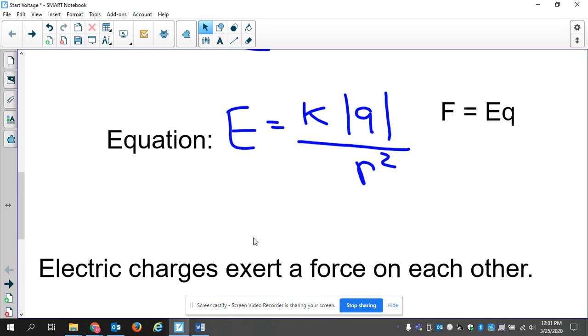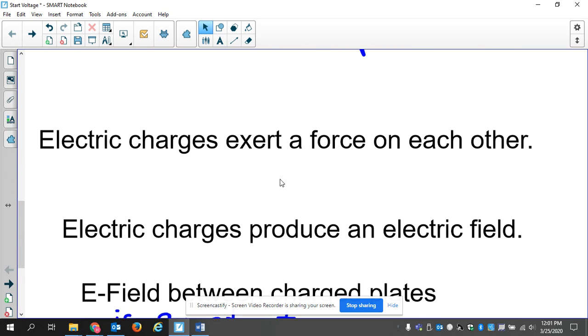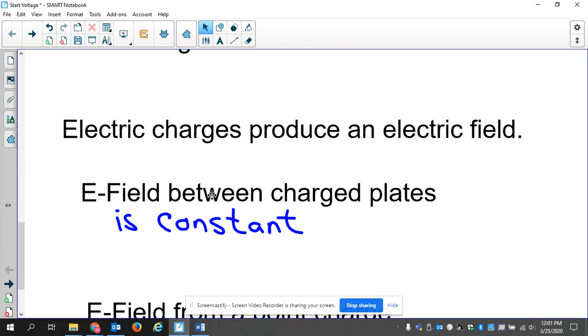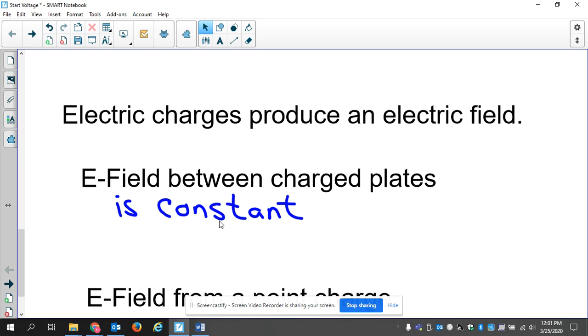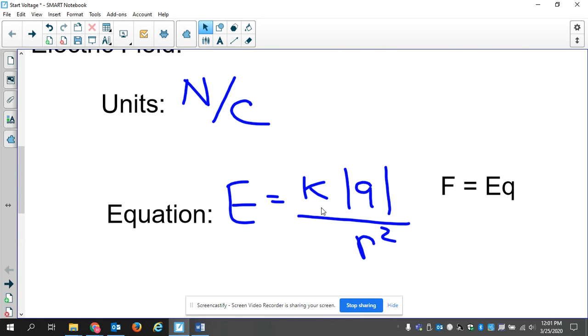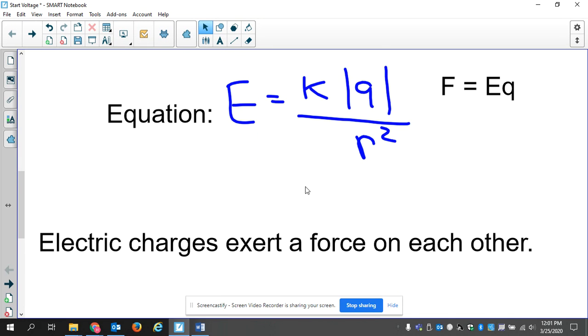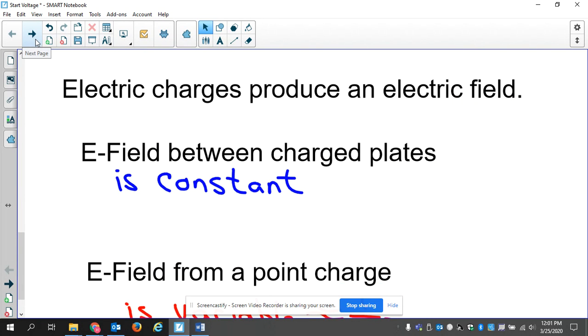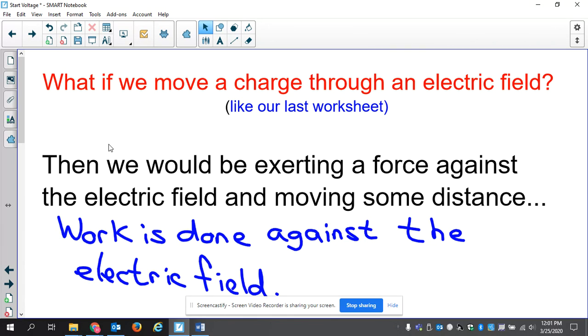field between plates. So electric charges exert a force on each other. Electric charges produce an electric field, and the E field between charged plates is constant, while the E field from a point charge is variable. In other words, it changes with 1 over R squared. So that's the difference between these two E field equations. But the point is that each of these is capable of expressing electric field, and electric fields are capable of creating forces on particles. So what if we talk about moving a charge through an electric field?